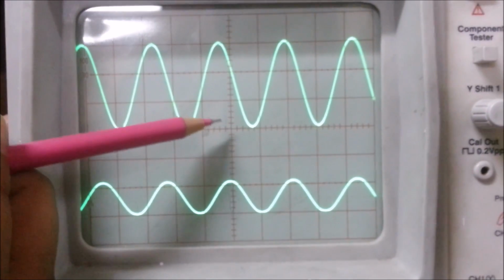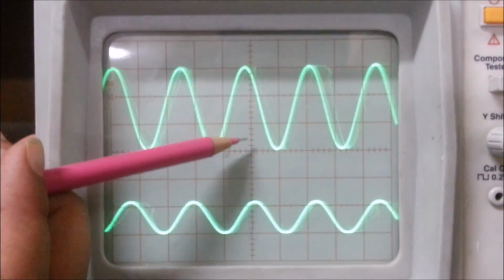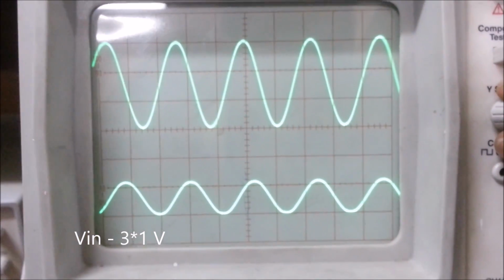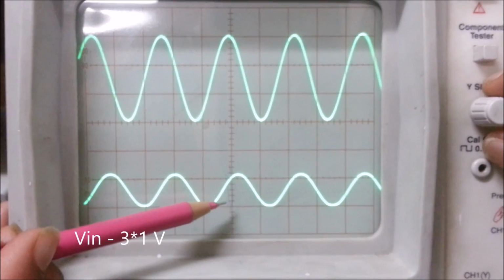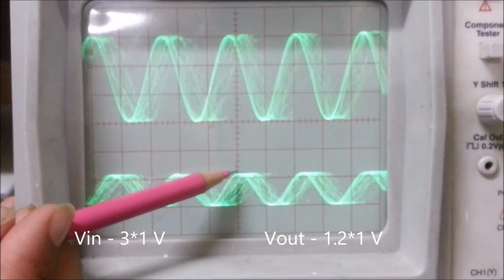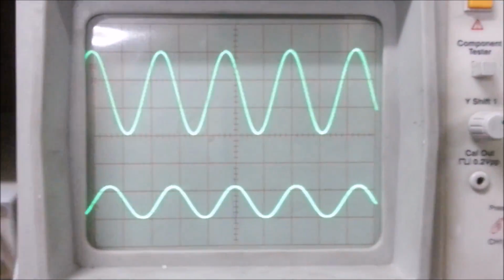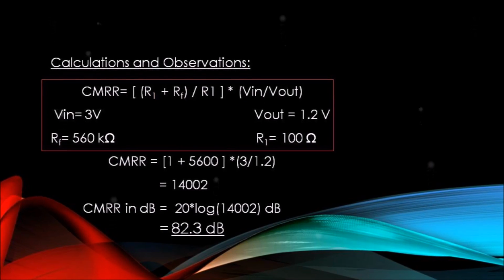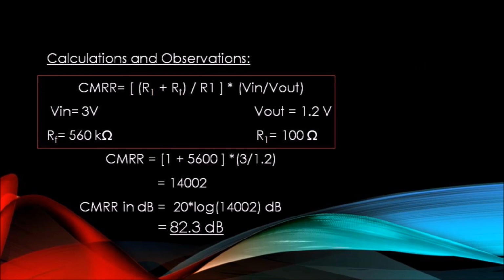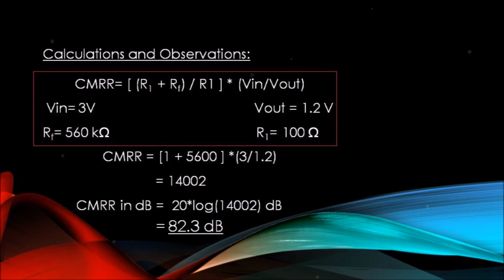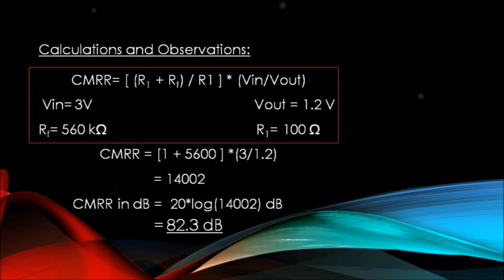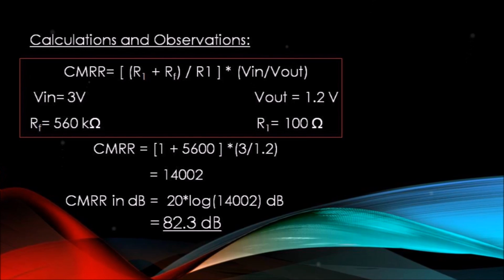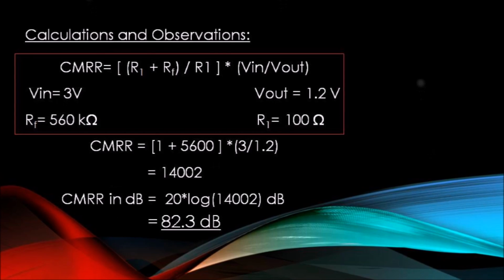Calculating for the upper waveform, it's block number 1, then block number 2 and then block number 3. V in is 3 into 1, that is 3 volts. V output is block number 1 and it's 1.2. V output is 1.2 volts. CMRR equal to R1 plus RF over R1 into V in by V out. V in we just saw is 3 volts and V out is 1.2 volts. RF was 560 kilo ohm and R1 was 100 ohms. So CMRR is 14002. CMRR in dB is 82.